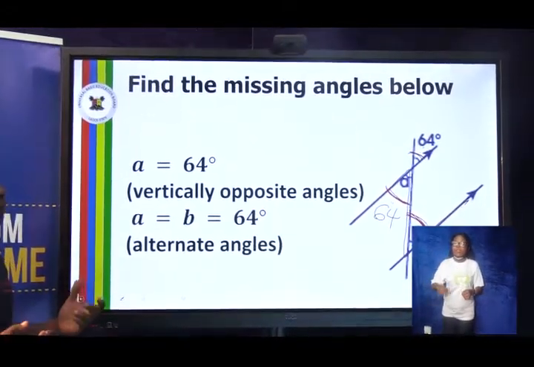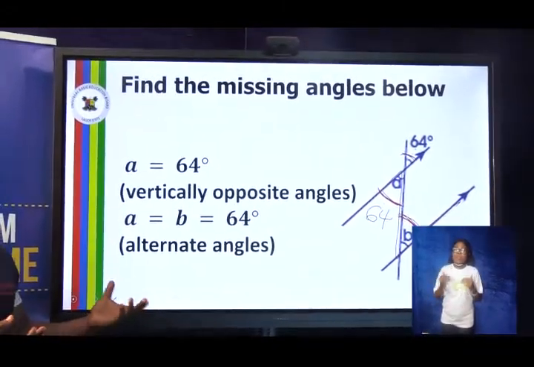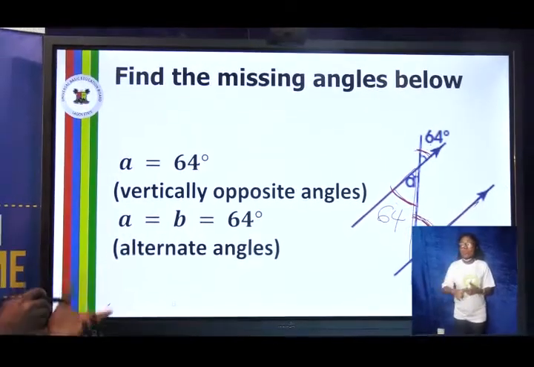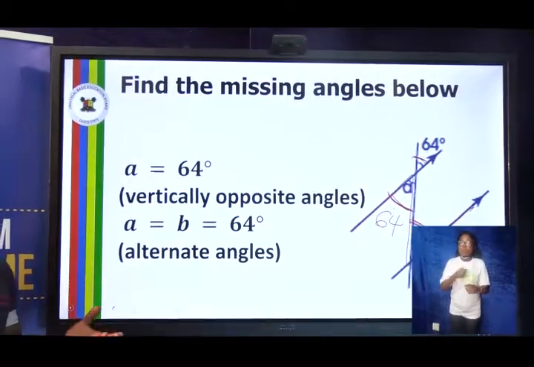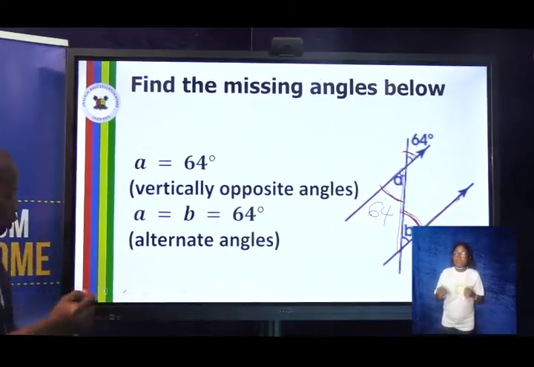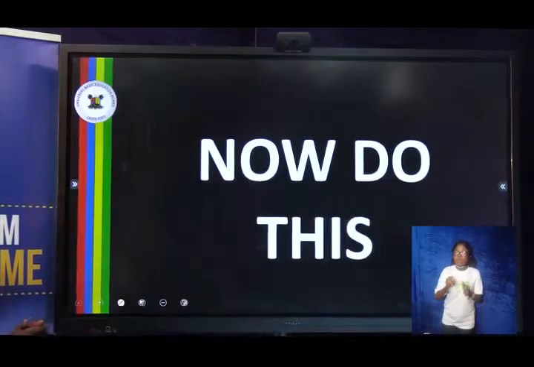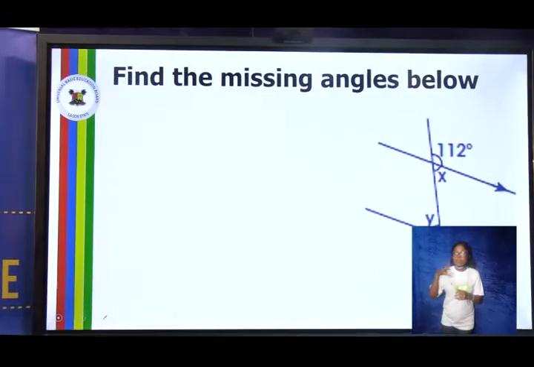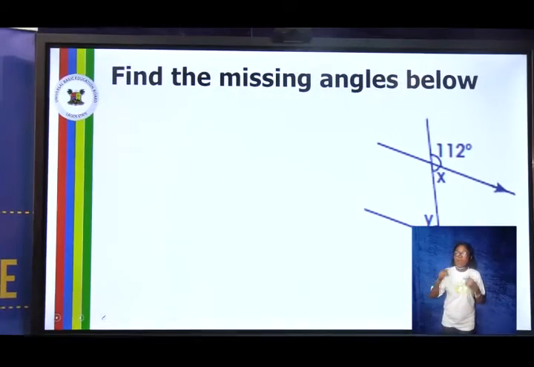So you see, my friend, when you're faced with a diagram of this nature, do not be scared. Just use what you know to get all the angles that you don't know. It's either you have angles on a straight line, or you have them to be corresponding angles, or you have them to be alternate angles. Now it's your turn to do this. I'll give you 30 seconds to find the missing angles, and I'll be right back.